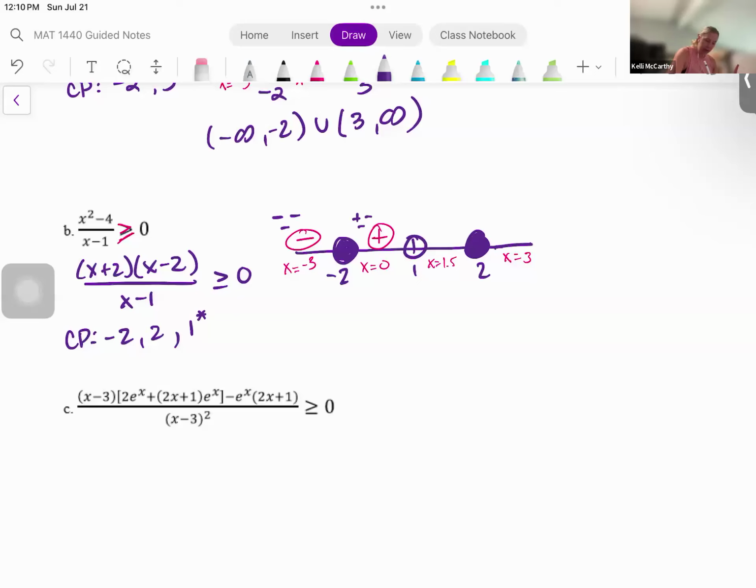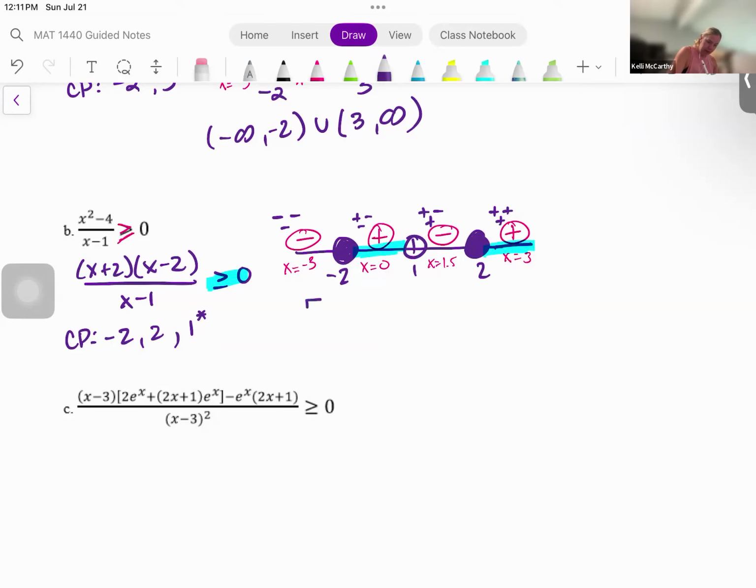Substituting in 1.5, our first factor is positive, our second factor is negative, our third factor is positive. We have an odd number of negatives, so this answer is going to be negative. And then x equals 3, our first factor is positive, second factor is positive, third factor is positive, 3 positives is going to yield a positive. We're looking for where this rational expression is greater than or equal to 0, so that's our positives.